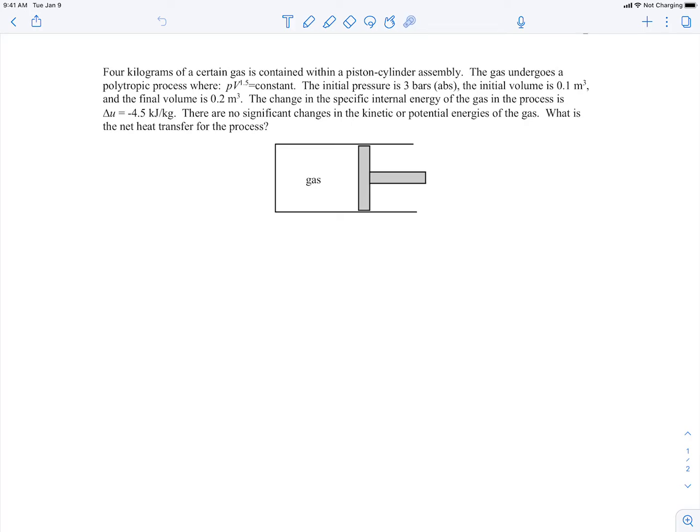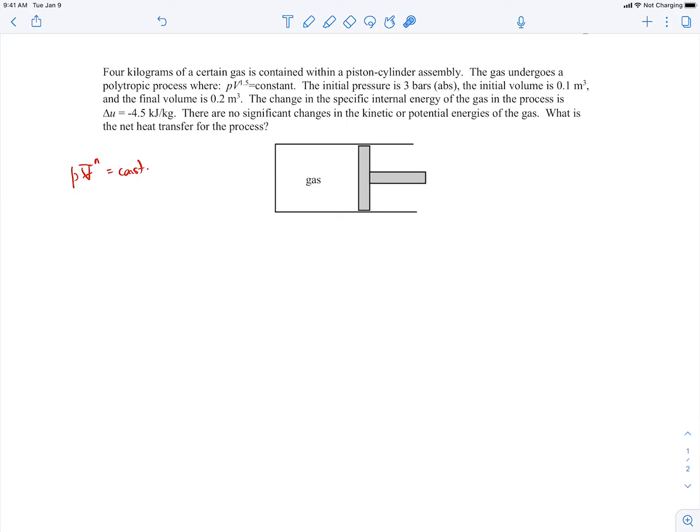So in this problem, we're told we have 4 kilograms of a certain gas contained within a piston cylinder assembly. The gas undergoes a polytropic process where pressure times the volume raised to a constant n is equal to a constant. So this kind of expression, PV^n equals a constant, is called a polytropic process. And in this case, the n is 1.5.